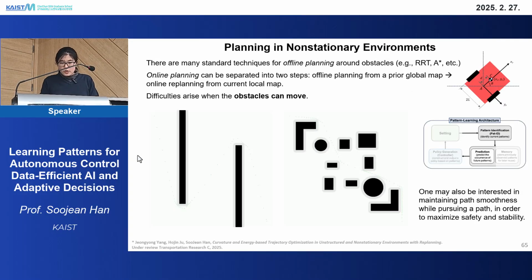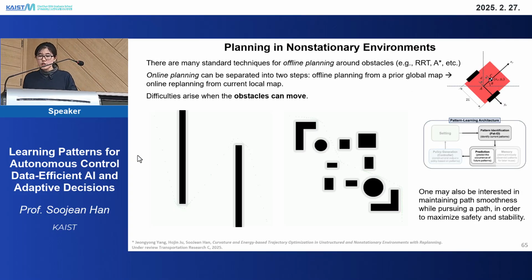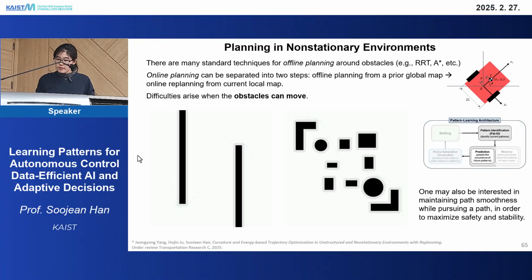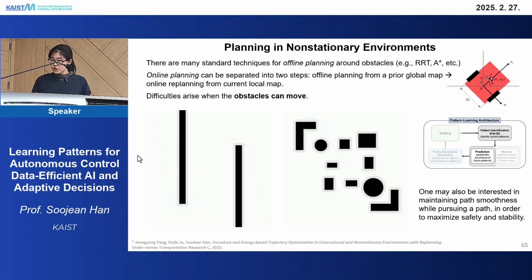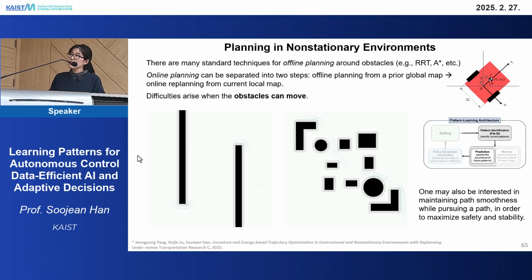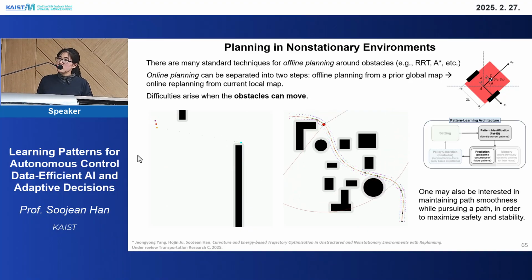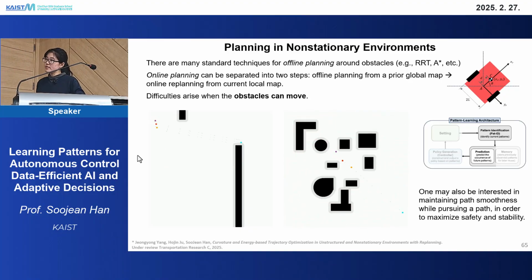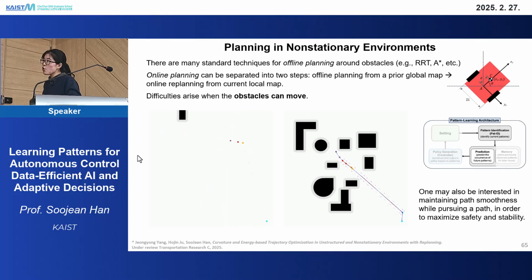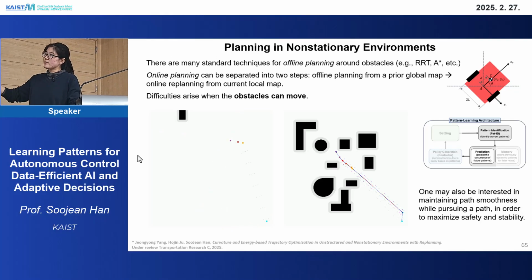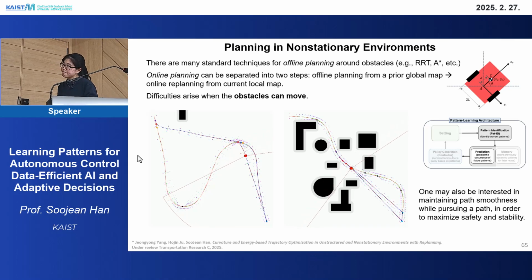Okay, so here's some work that we did for planning in non-stationary environments. These are some of the more intuitive simulations that I have. Online planning is more useful when the obstacles are able to move. And it's separated into two steps. We have offline planning from a prior global map, and then online replanning to the current local map. So here's just, I'll let the videos play a little bit. One might also be interested in maintaining path smoothness while pursuing a path, just so that we can maximize safety and stability.